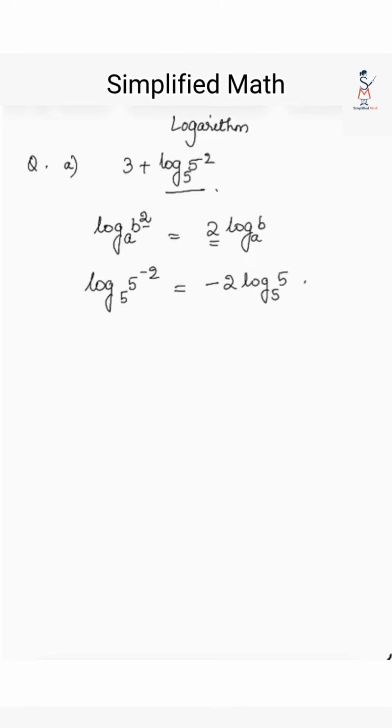Fine, understood. Now what is this? Log 5 to the base 5. We know any log with the same base, the value is 1. We have to keep this in mind. So this will become minus 2 into 1. Log 5 to the base 5 value will be 1. So this will be minus 2. So this will become 3 plus minus 2, that is 3 minus 2, that is 1.